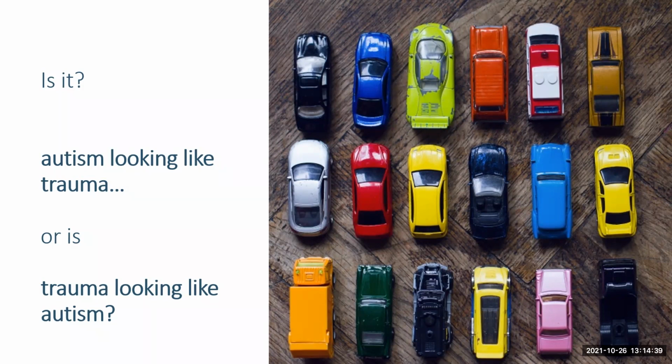And of course, further compounded by the occasions in which children actually have both going on. So they might have an autism spectrum disorder, but also have experienced childhood trauma, with each of them contributing to the child or young person's presentation and their experience. So where do we start?